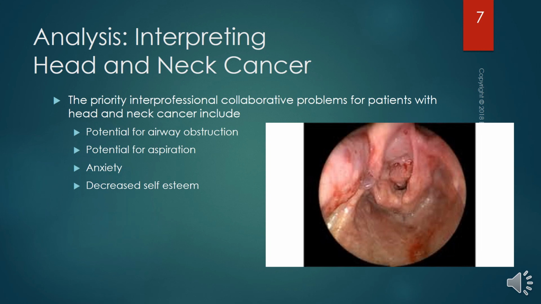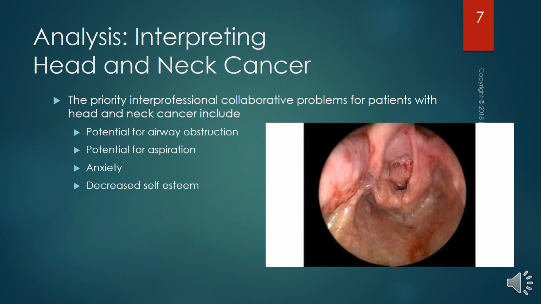So the priority interprofessional collaborative problems for patients with head and neck cancer include the potential for airway obstruction. And if you look at this picture here, this is actually a picture of what should be the airway. You see that tiny opening in the middle? That's all that's left of the airway. They're beginning to be occluded, and this is looking at the top of the trachea where you should be seeing vocal cords. That's where this picture is taken, and as you can see, it's almost all the way obstructed there.